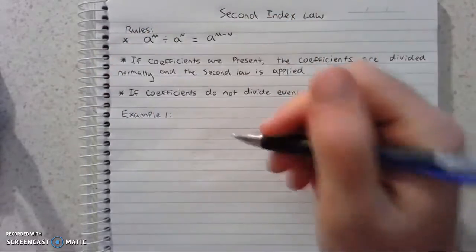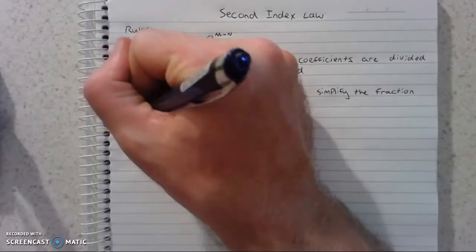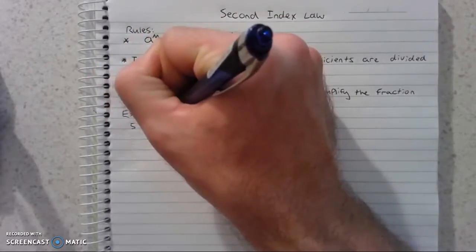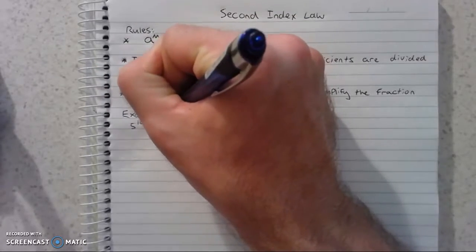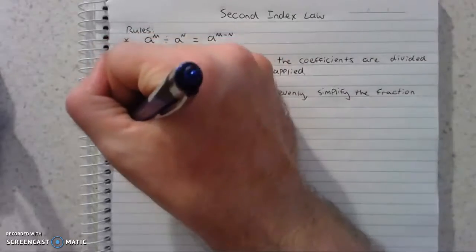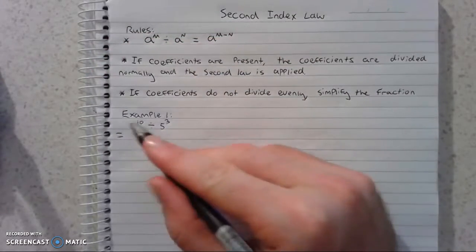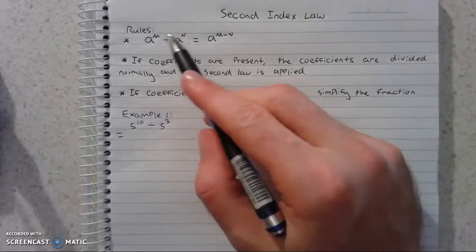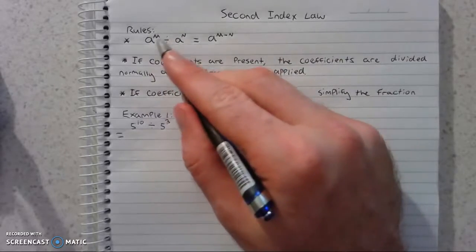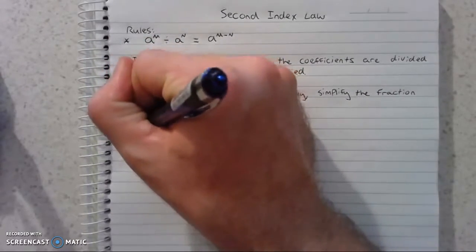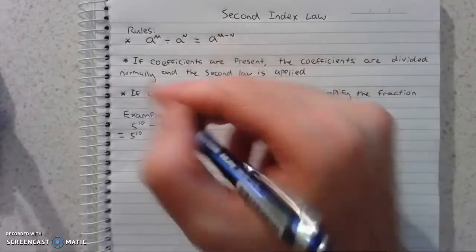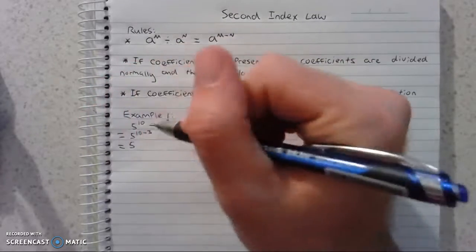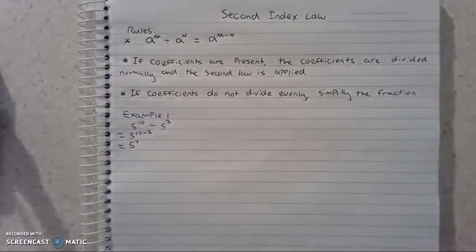The first example, we'll just do something basic, which is 5 to the power of 10 divided by 5 to the power of 3. Okay, now we can see straight away that these are both the same base value. So we know we can apply the second law, and what we would do is 5 to the power of 10 minus 3. So this would be 5 to the power of 7.